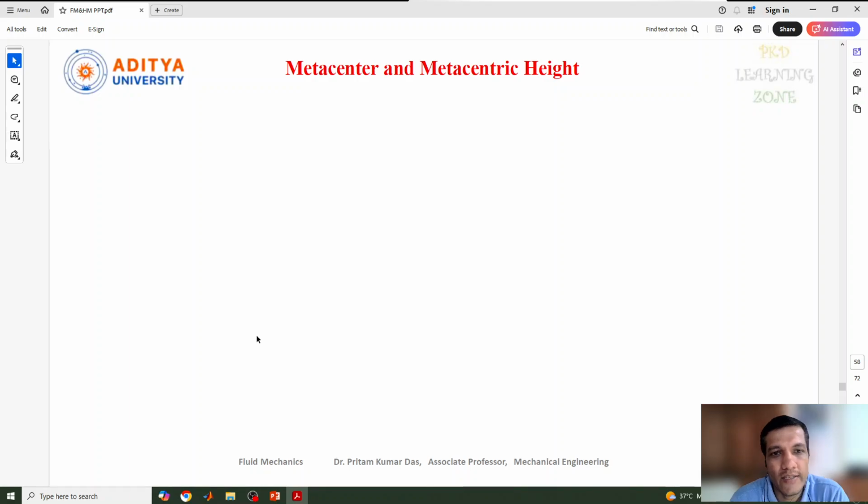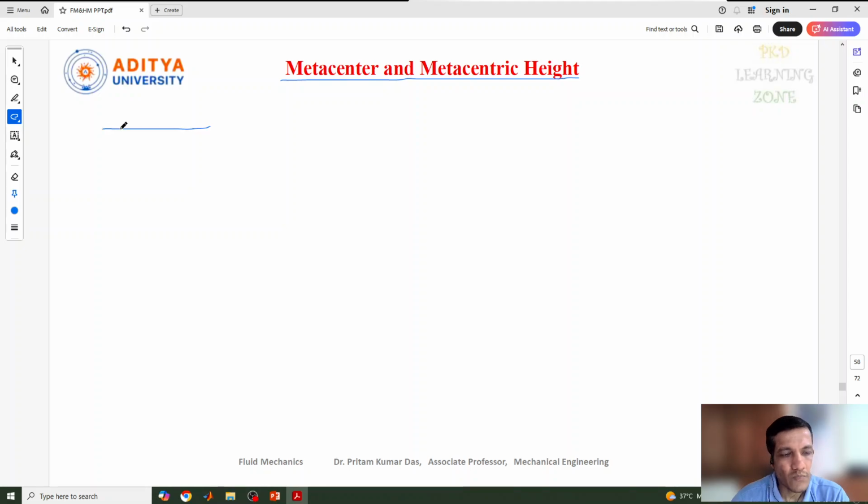In this lecture, we'll discuss the concept of metacenter and metacentric height. In our previous theory lecture, we discussed the concept of buoyancy and center of buoyancy. This metacenter and metacentric height are also related to the concept of buoyancy and force of buoyancy. So to discuss this concept, let me go to the previous topic that we have discussed.